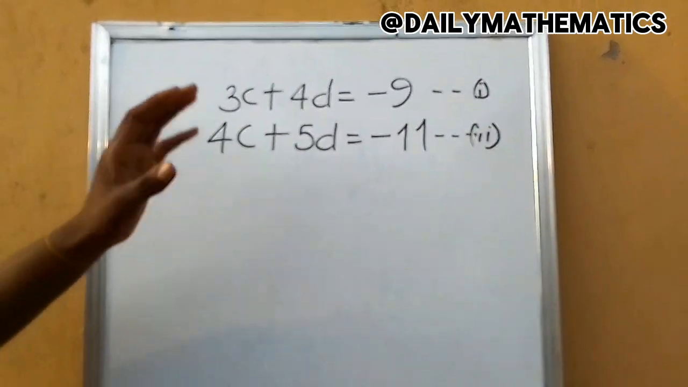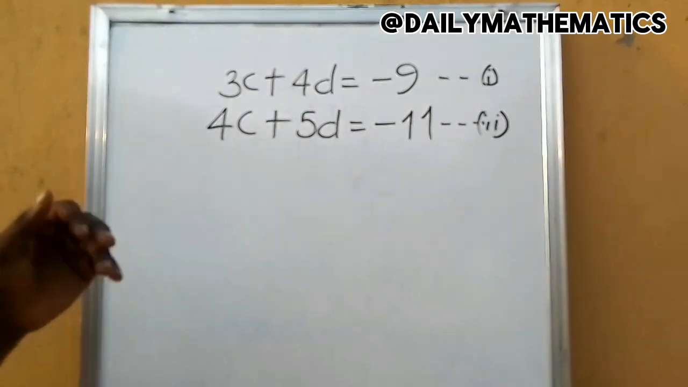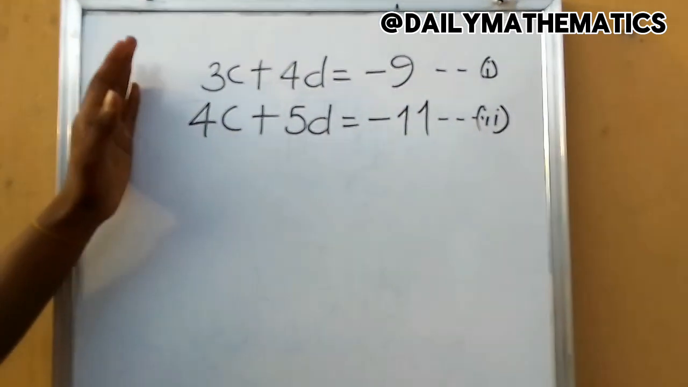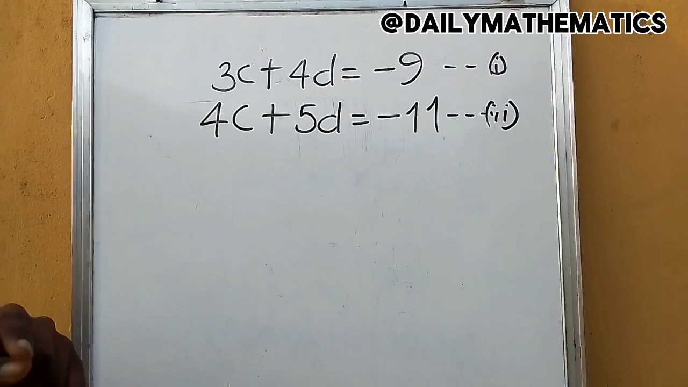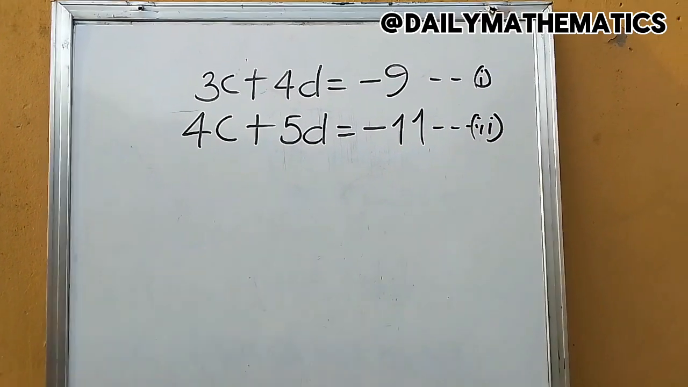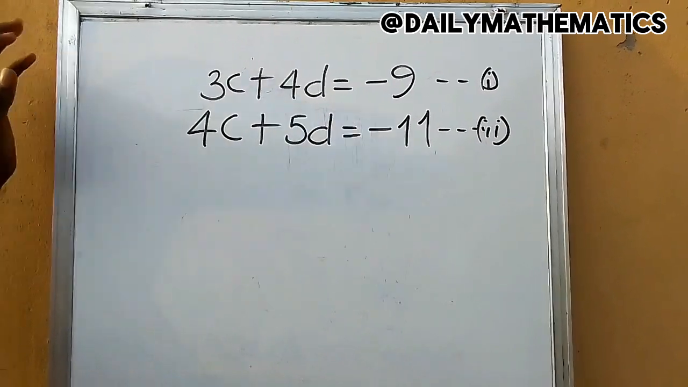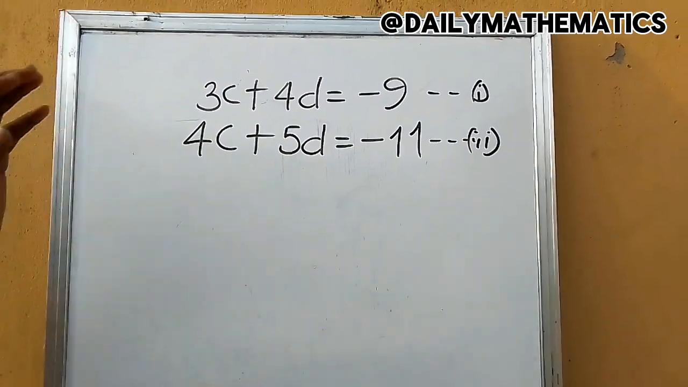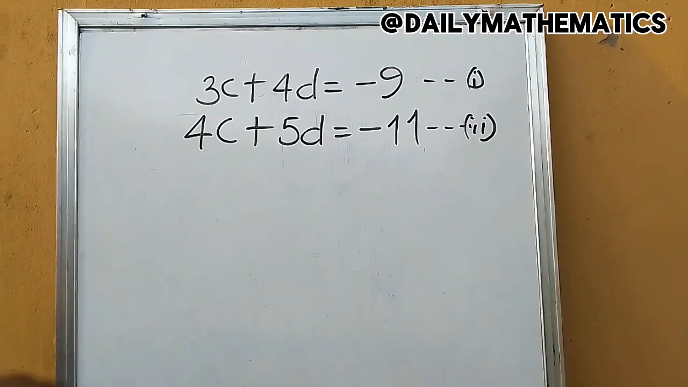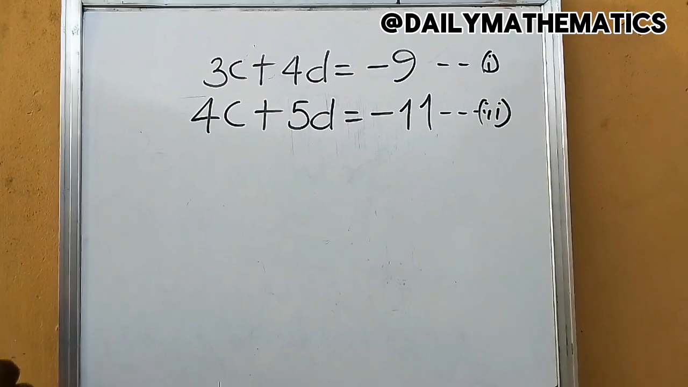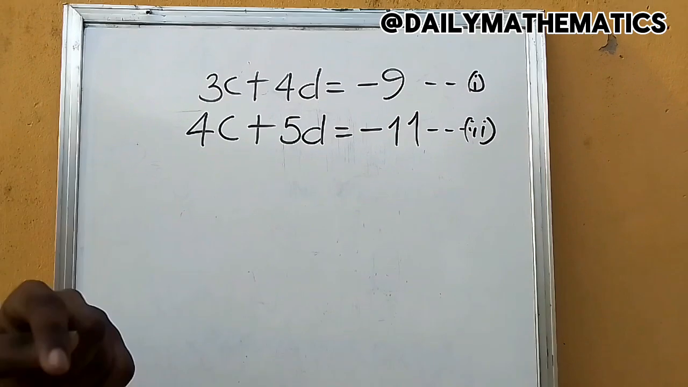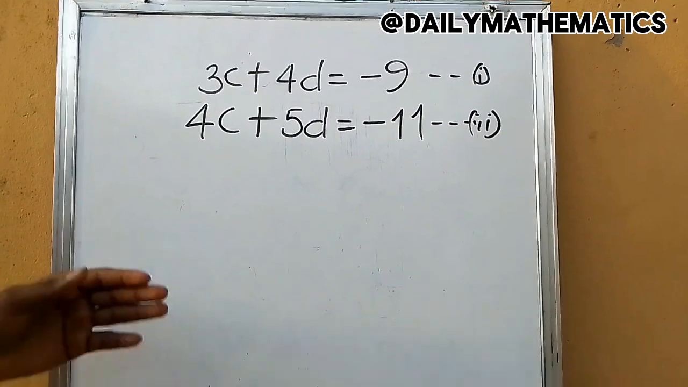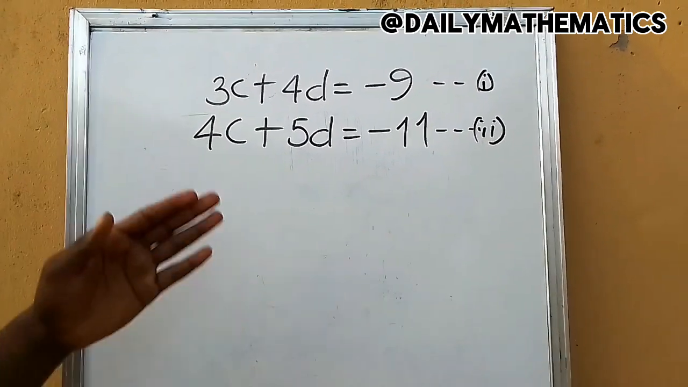I want to solve it through the elimination method. We have three different methods of solving a simultaneous equation. We have the first one, which is the substitution method. We have the elimination method, and we have the graph method. So here we're using the elimination method, and we'll use other methods as time goes on. Elimination means removing, cancelling. We want to cancel out part of this equation.